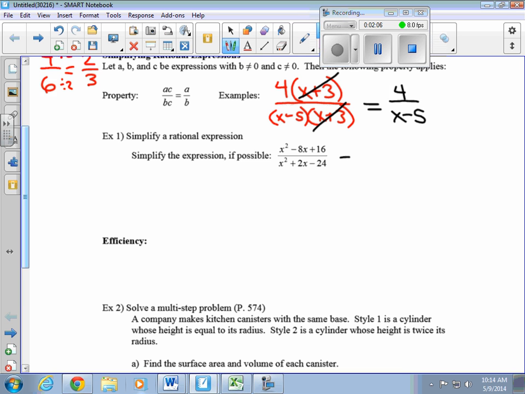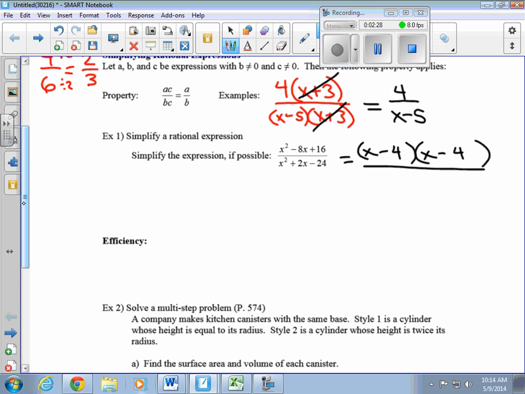So let's factor the numerator. And this is going to be x and x. What are the factors of 16? Well, it's 1 and 16, 2 and 8, 4 and 4. Which one's going to get us to the negative 8? So it's going to end up being negative 4 and negative 4. So that's how we would factor the numerator.